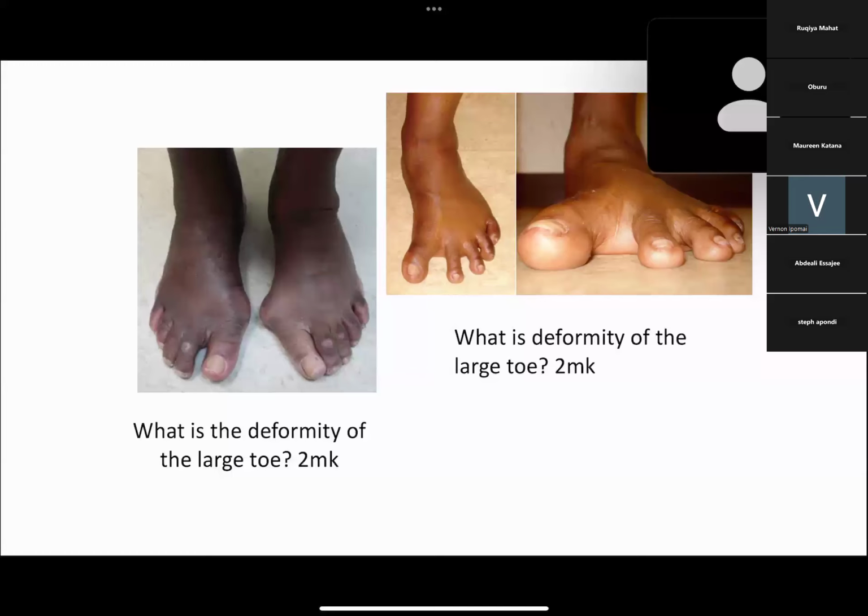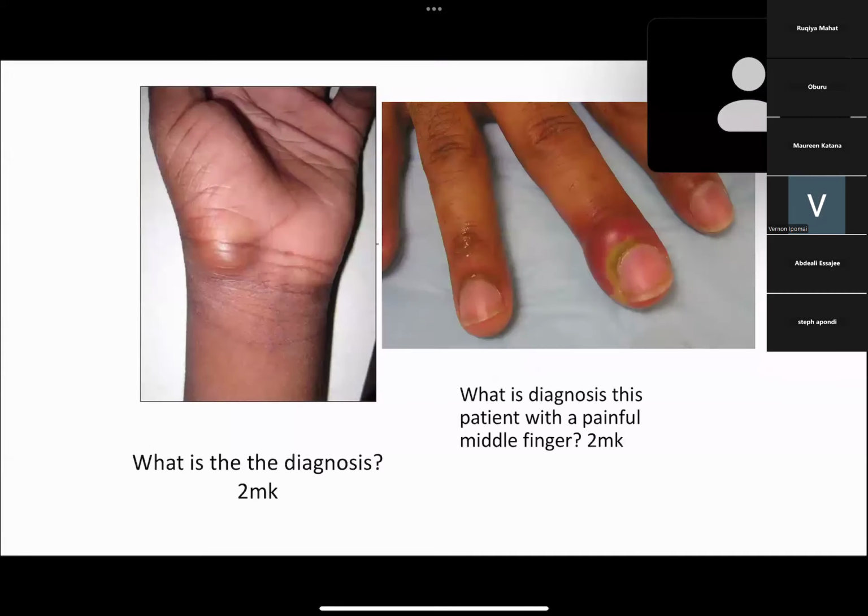A bunion. Yeah, it's a bunion or hallux valgus, okay? And what about the second image? It's the opposite of hallux valgus. What is it? Hallux varus. This is hallux varus, okay? So please, there are only so many images I can ask from. So please, guys, just know.